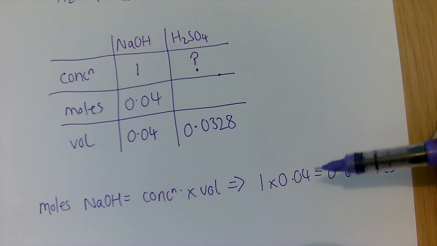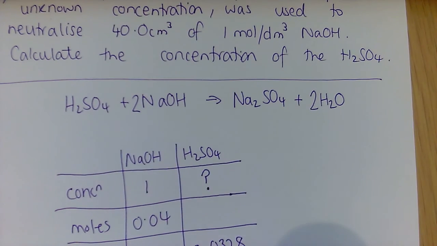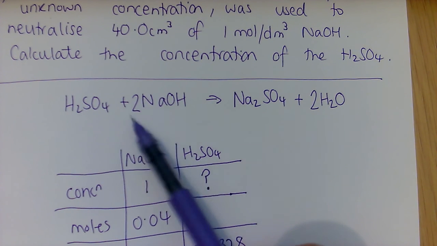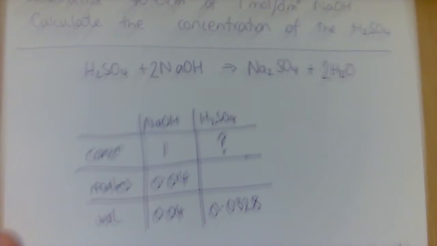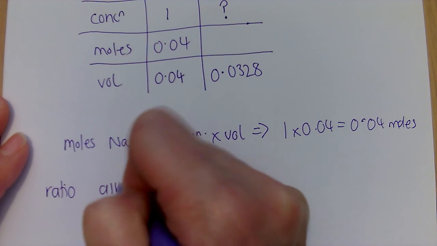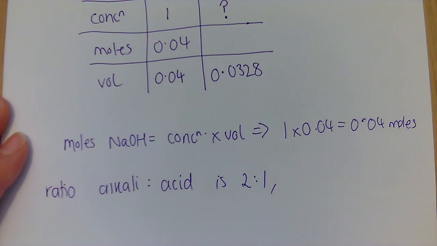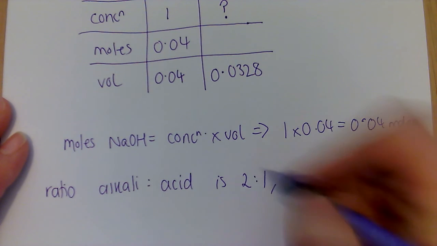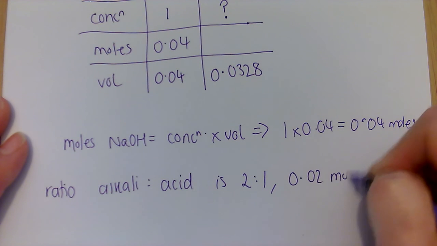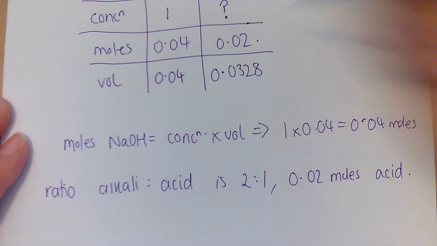Like last time, now we've got that number of moles, we can say, okay, what's the ratio of acid to alkali, so we can work out the number of moles of acid here. So I go back up here, I've got twice the number of moles of alkali as I have acid, so I would write ratio alkali to acid is 2 to 1. So if it's 2 to 1 and that's my number of moles of alkali, I know I've got half the number of moles of acid. So we can go and put that up here.